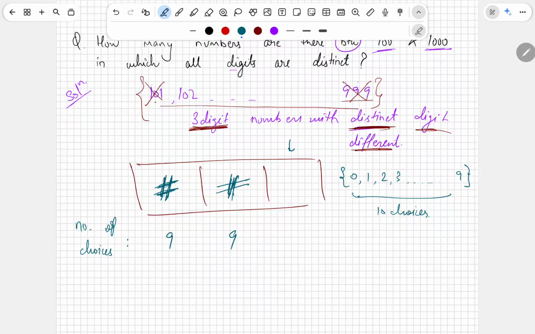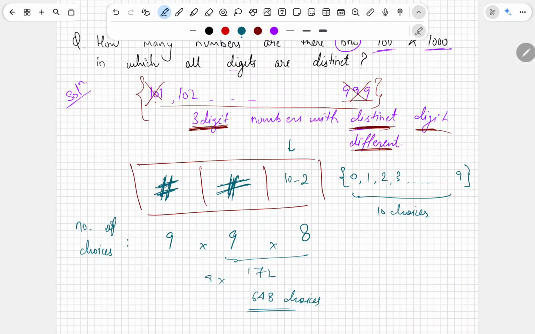Now if I'm talking about the third place, 2 digits are already placed in the number. Out of 10, 2 are used. How many are left? 8 choices are left. And on multiplying them, this is going to be our answer. 9 times 8 is 72, into 9. 9 times 2 is 18, 7 times 9 is 63, so 648 choices. So the answer is going to be 648.